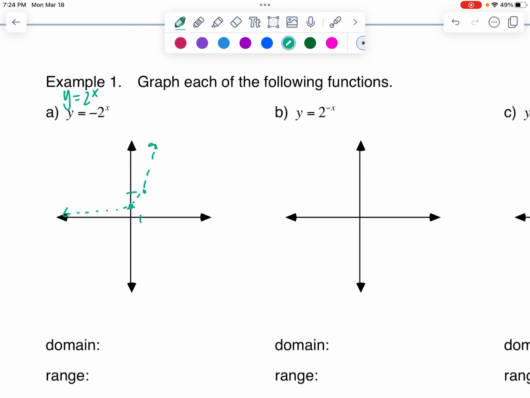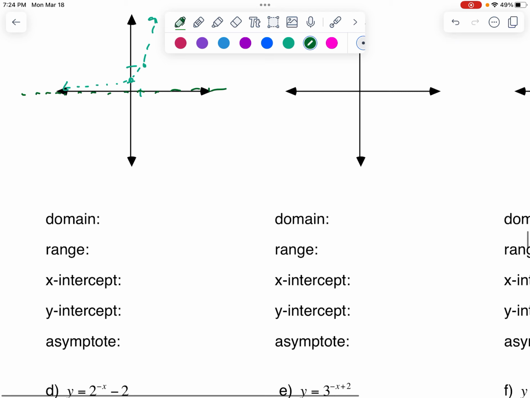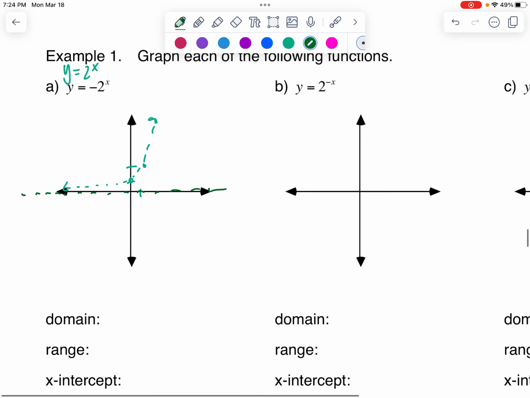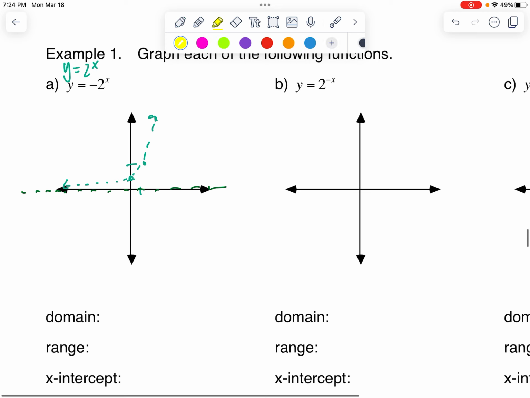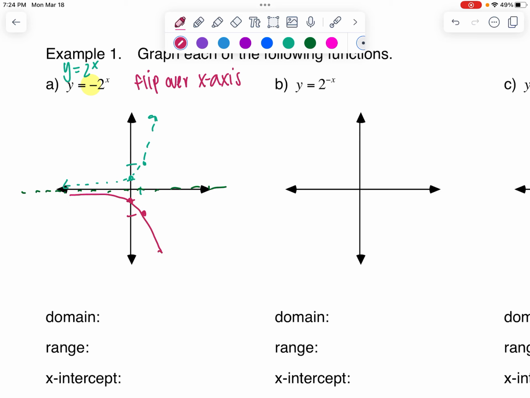It looks like we're not going up or down at all, so my horizontal asymptote is going to stay the same at y is equal to 0. It looks like we have a negative that is not attached to the x, so it's going to be the opposite, and we're going to flip over the x-axis. So this guy is going to move down there, and this guy moved down here, and this is what we look like.